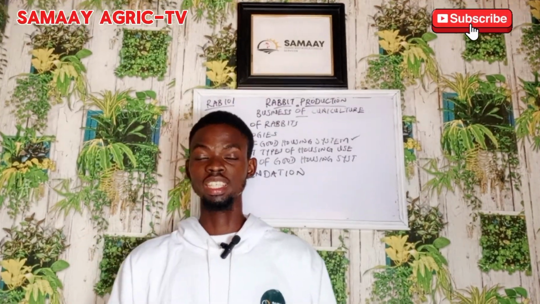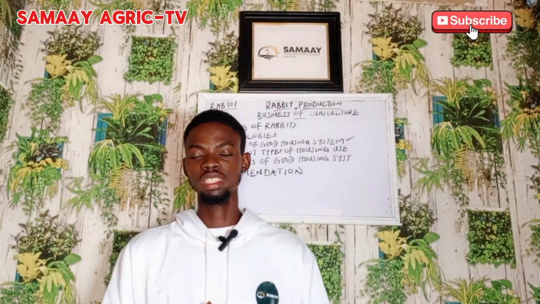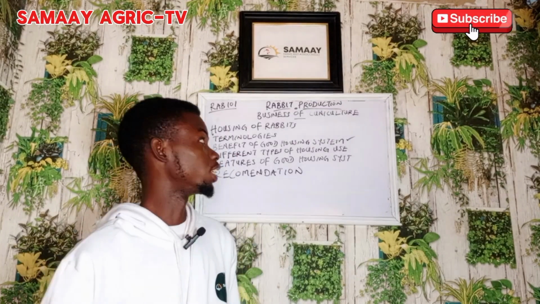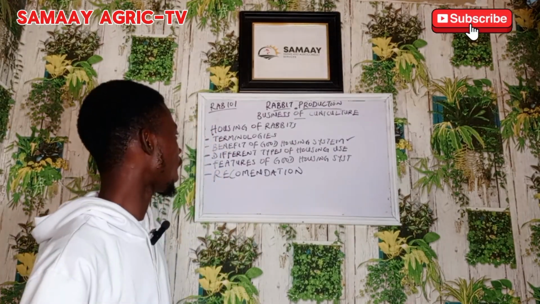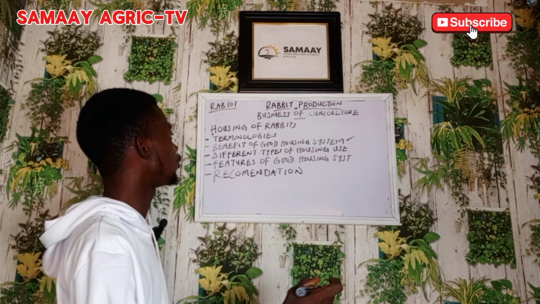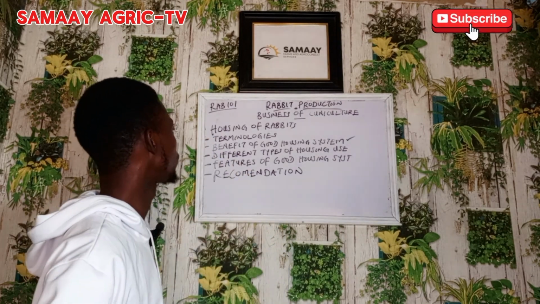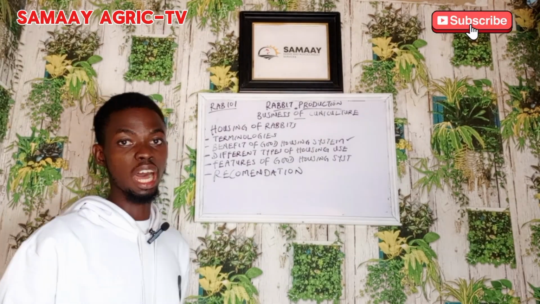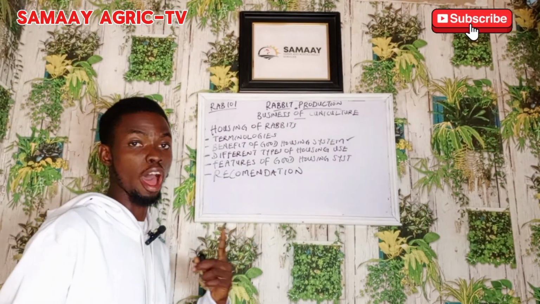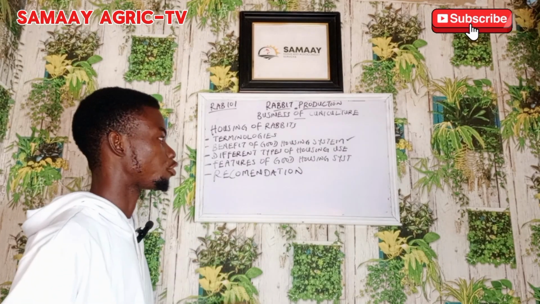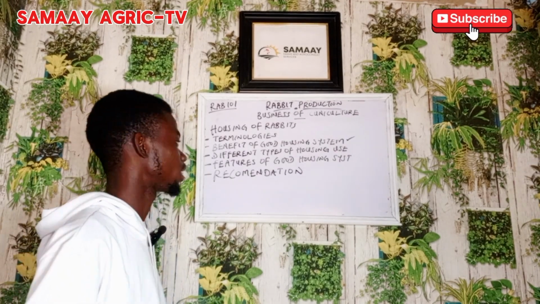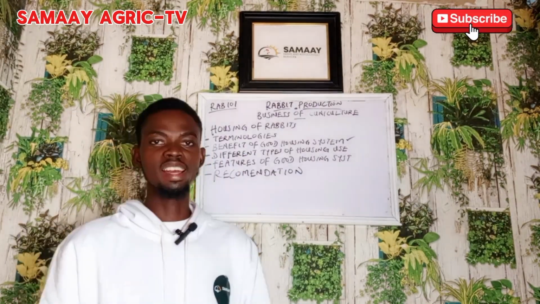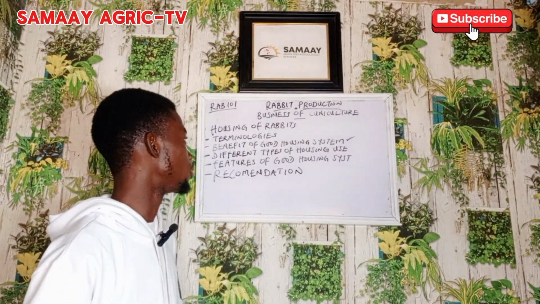And today is going to be a great day, and we'll be looking at the housing system of rabbits. And don't forget, our course code is RAB 101, and we are going to be considering the housing of rabbits. We have these subheadings: the terminologies, the benefits of a good housing system, the different types of housing used in rabbit production, and the features of a good housing system. And then I give you my own recommendation as a rabbit expert. So let's dive straight into the business of the day.